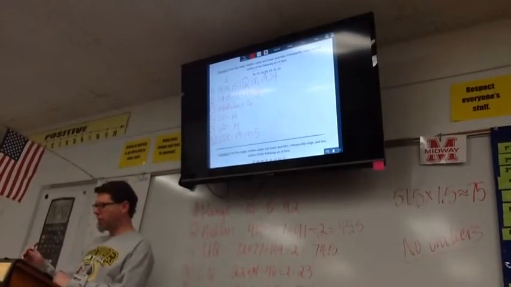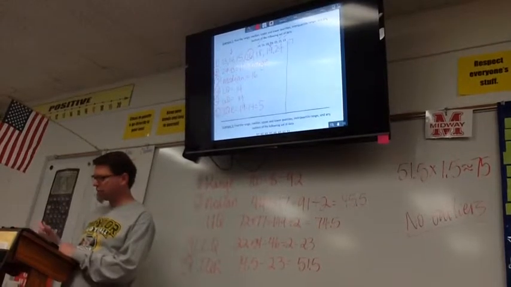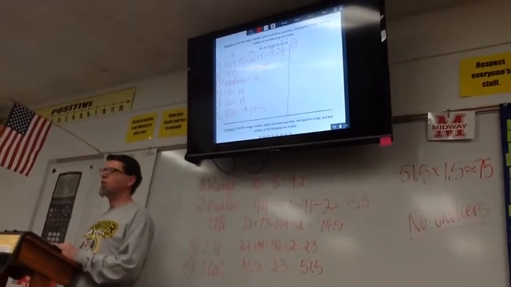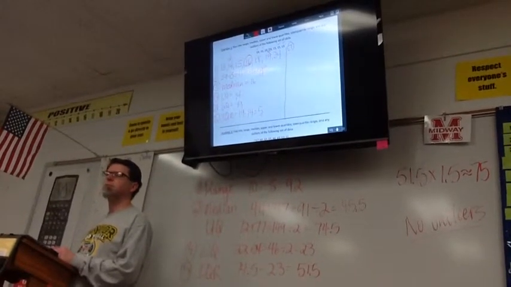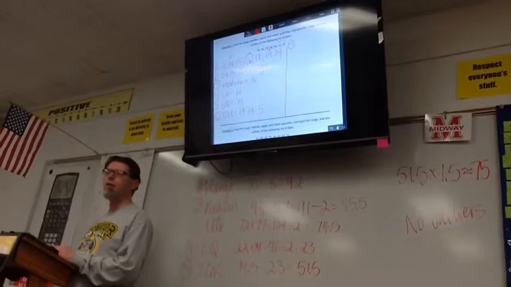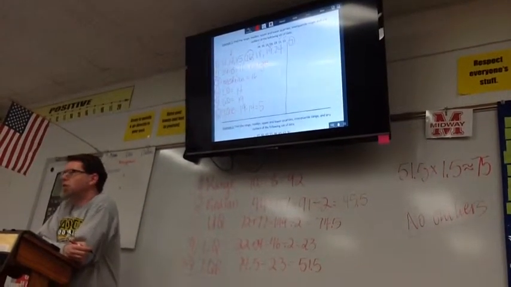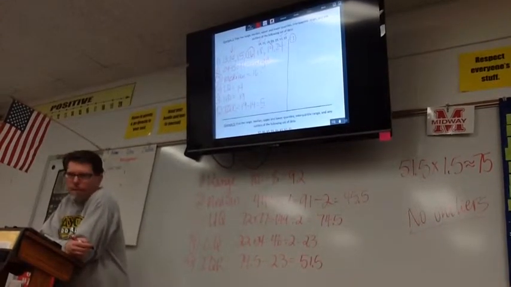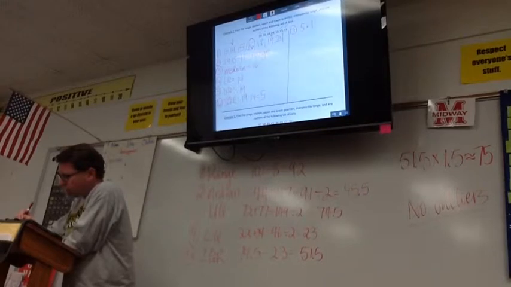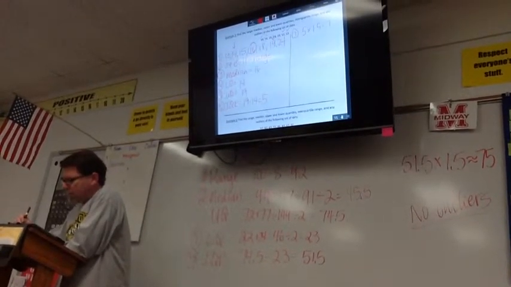Since I've run out of room, I'm going to draw a line, and I'm going to put step 7 up here. What is step 7? Look for outliers. What is the first thing I have to do to look for outliers? Multiply 5 by 1.5. Multiply 5 times 1.5, which is what? 7.5.